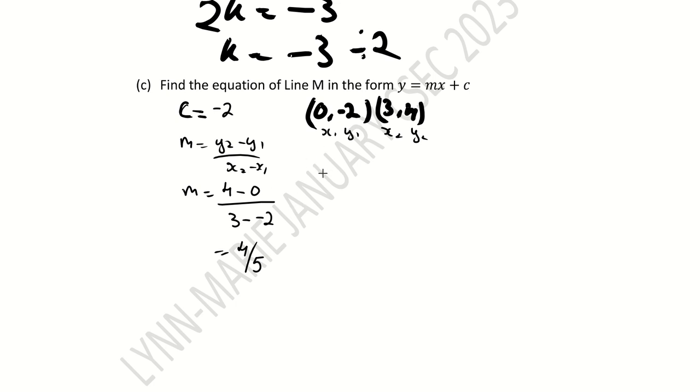So my equation of my line is going to be y equals 4 over 5x minus 2. And that is the answer for this. Do you understand?